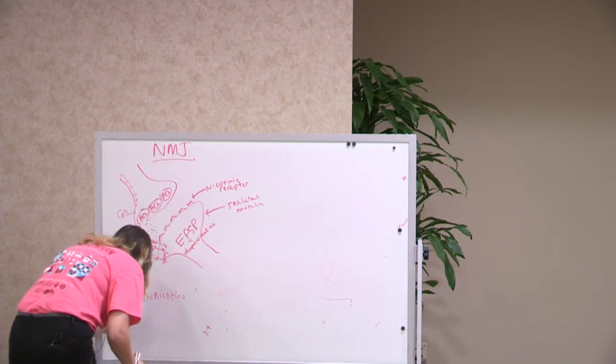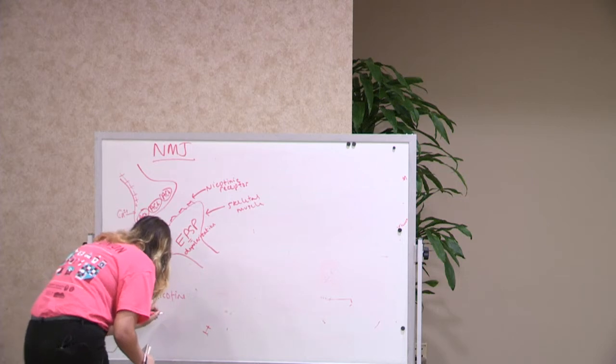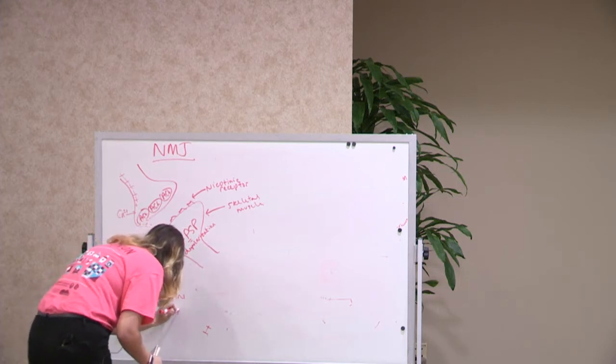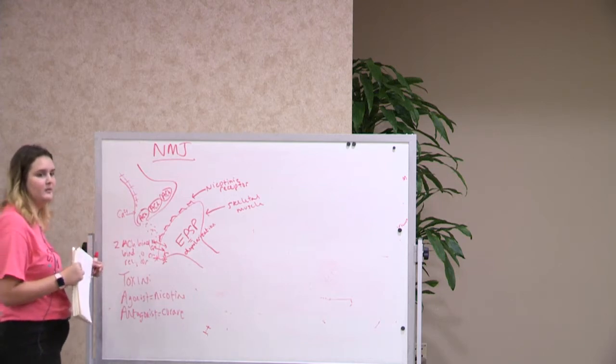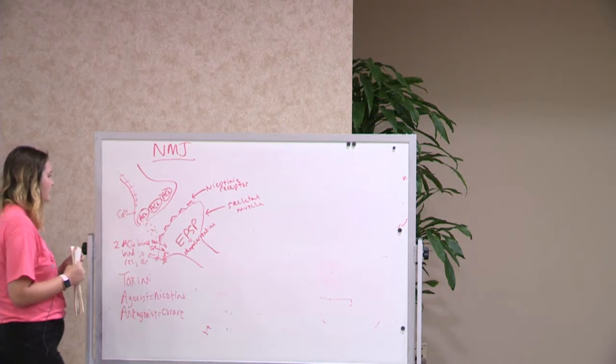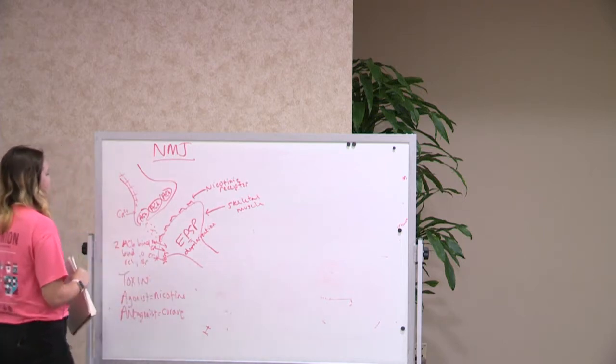Your antagonist is curare. So curare causes muscle paralysis because it's causing the opposite effect. Because normally we're contracting muscles, so the opposite of contracting muscles is not being able to move muscles.